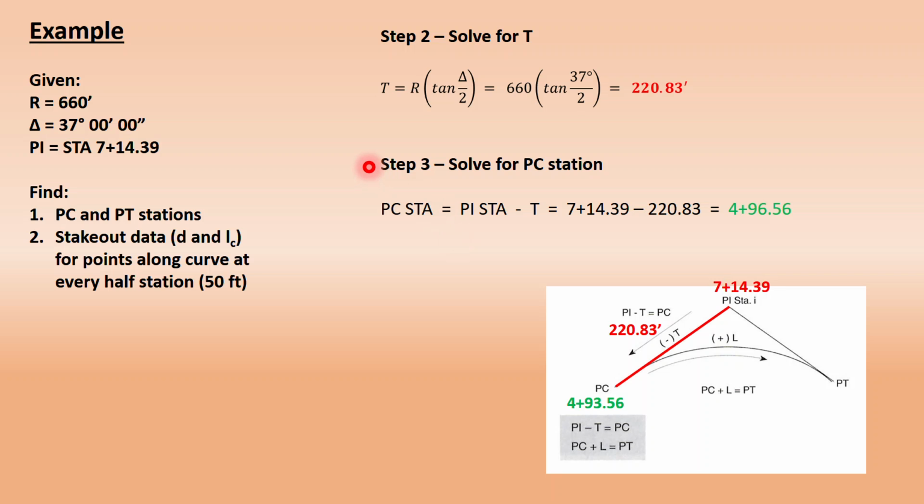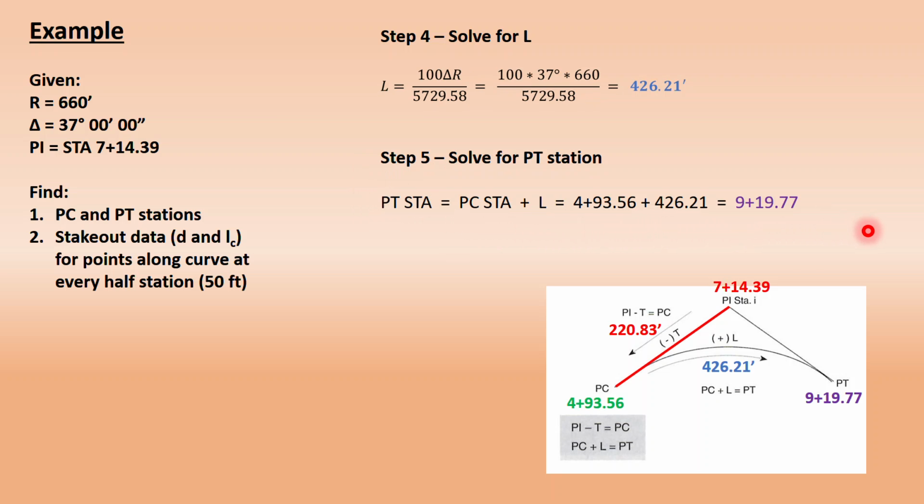So then step 3 is solve for the PC station. Your PC station is equal to the PI that you know minus that tangent distance, or 7 plus 14.39 minus 220.83, or a PC stationing of 4 plus 96.56.